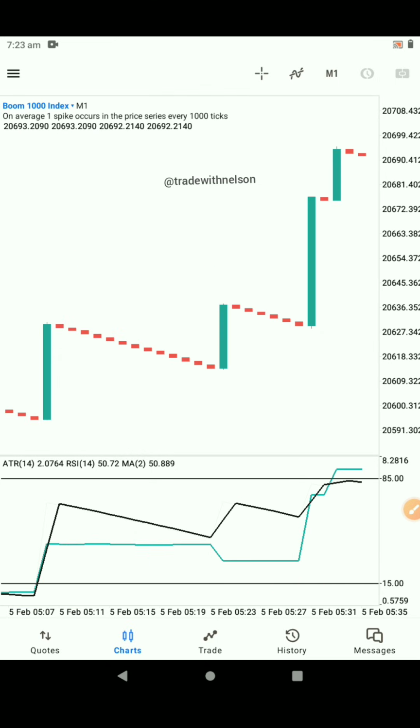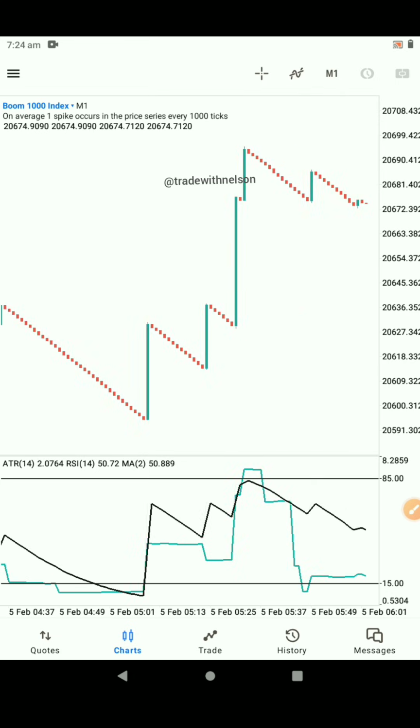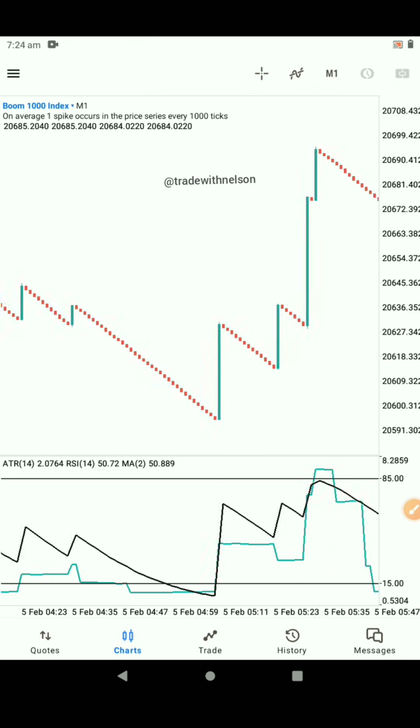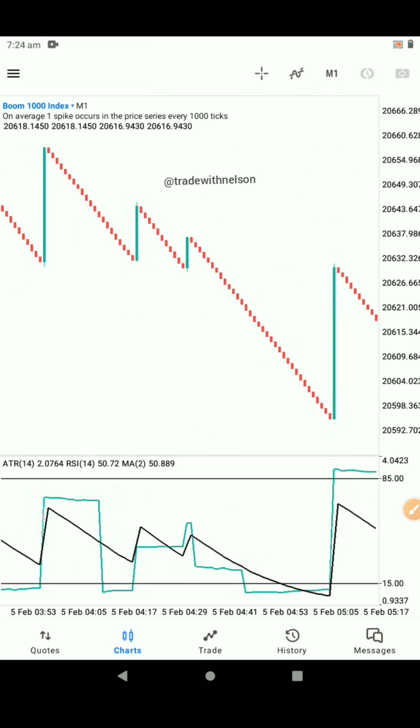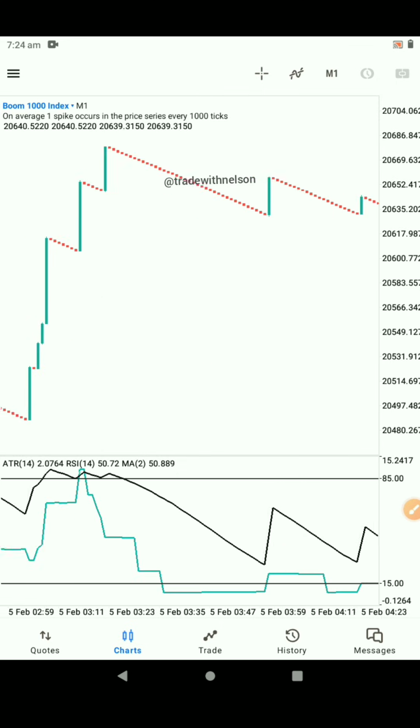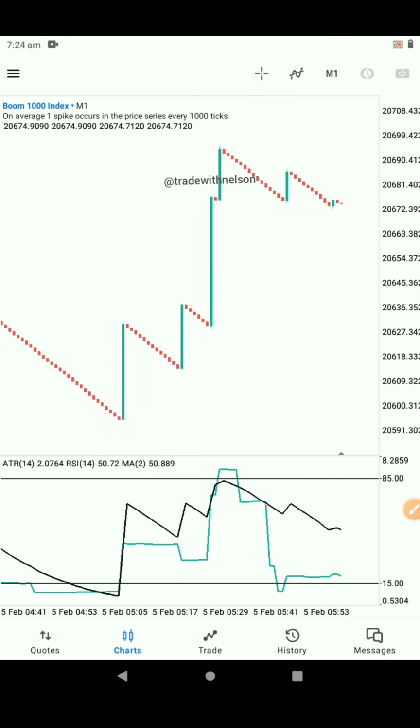For our entry, we use the zoom level 2. This is the innermost zoom level, 1, 2. So this is the best zoom level for this strategy. Let me show you some examples so that we understand more of what I am explaining over here.